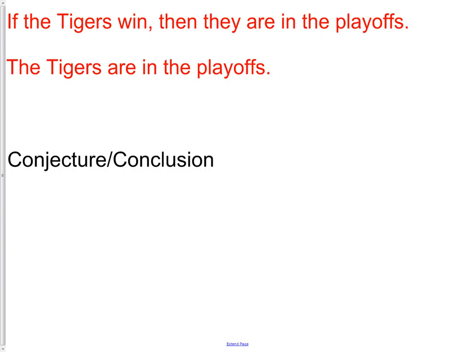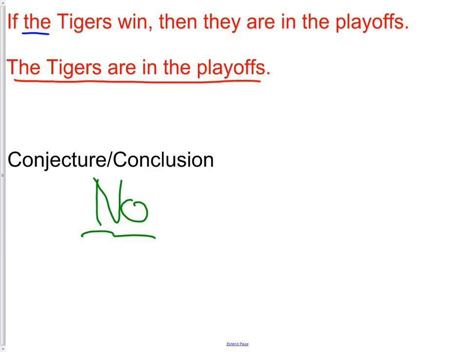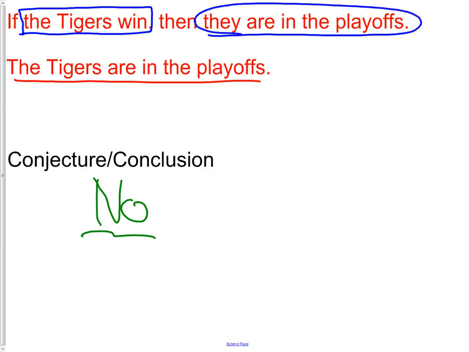Our next example. If the Tigers win, then they're in the playoffs. Okay, that is our accepted hypothesis and conclusion. Now, it was Friday night. We found out the Tigers are in the playoffs. From this, we can make no conjecture or conclusion. The key to using the law of detachment is that your new statement, the statement you're comparing, must match the hypothesis. In this case, the Tigers are in the playoffs matches the conclusion.